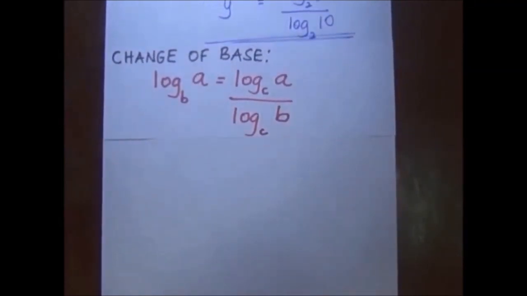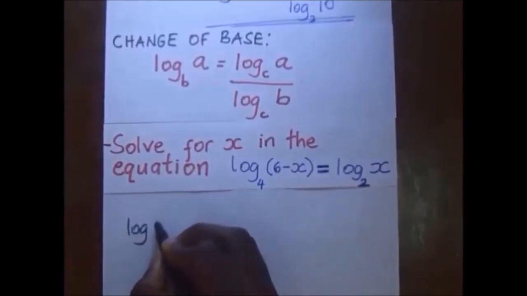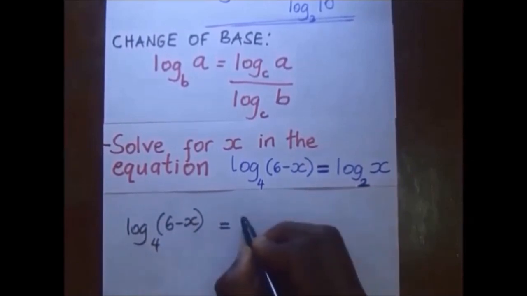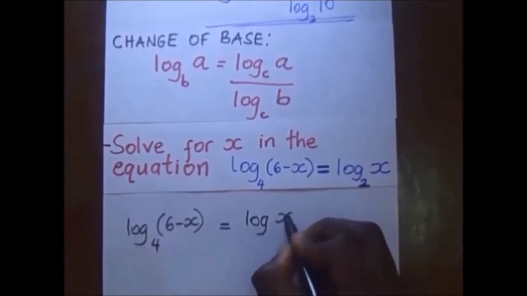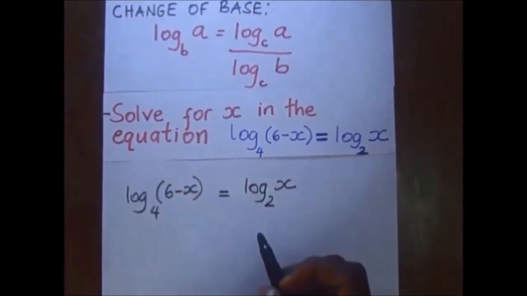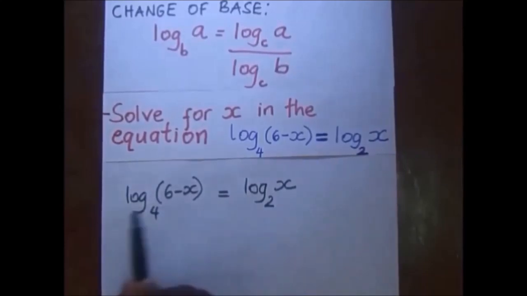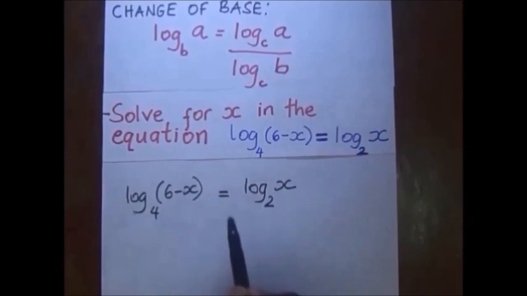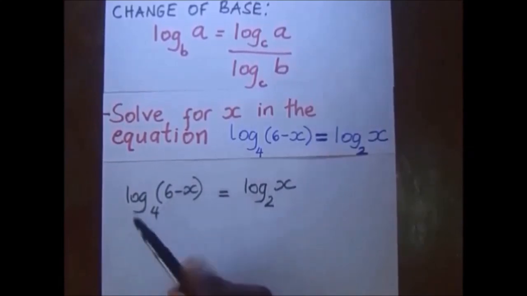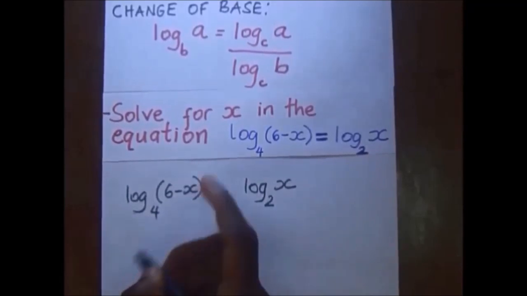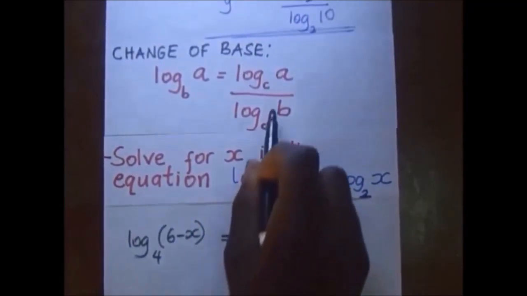So we shall do an example here. Log of 6 minus x base 4 is going to be equal to log of x base 2. So now here the lower log is 2. So we start with our calculation. We try and convert this to base 2 so that we harmonize, so we have both sides having the same base. So converting this logarithm to base 2, we are going to apply our just concluded law.